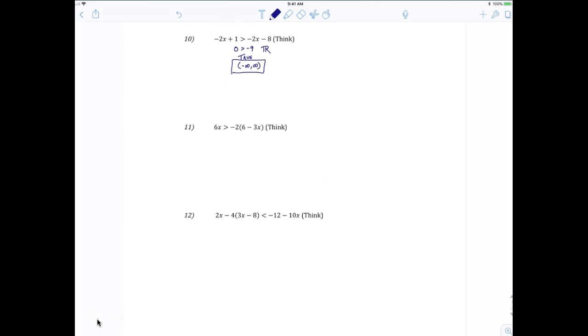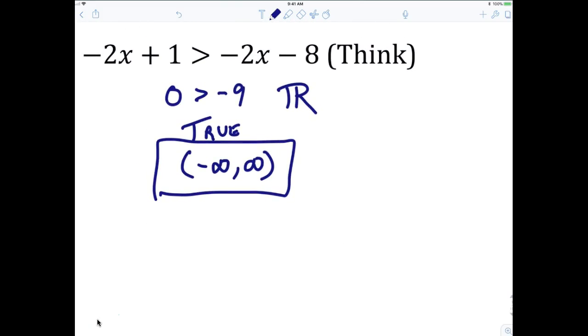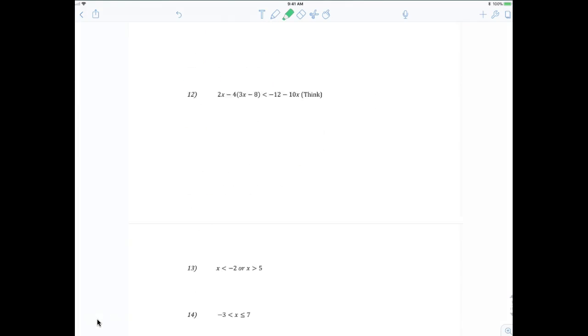All right, now I'm going to let you think about 11 and 12 on your own. What about the negative 9? That's what I was trying to tell her. Listen, this is just because there is no variable or the variable cancels, it's either a true statement or a what? False. If it's true, it's negative infinity to infinity. If it's false, it's no solution.